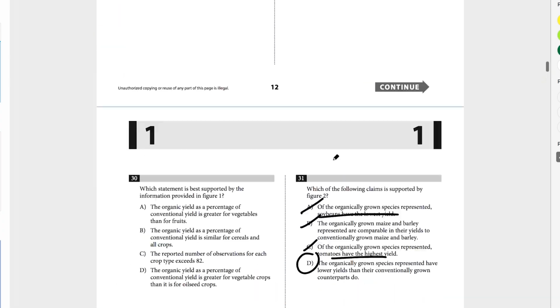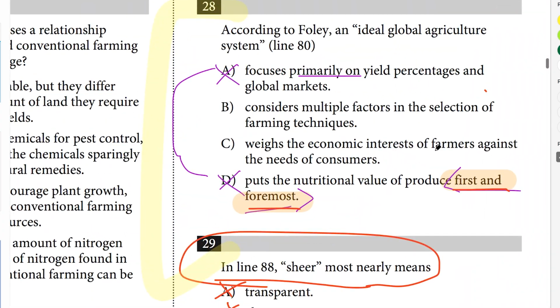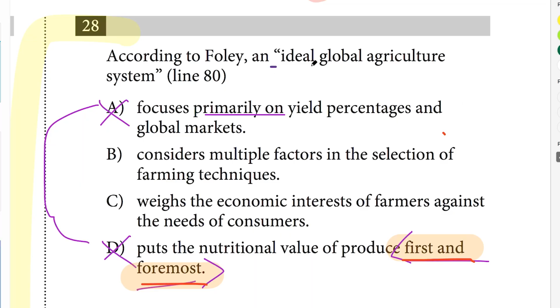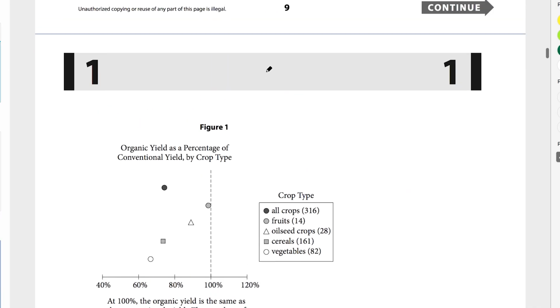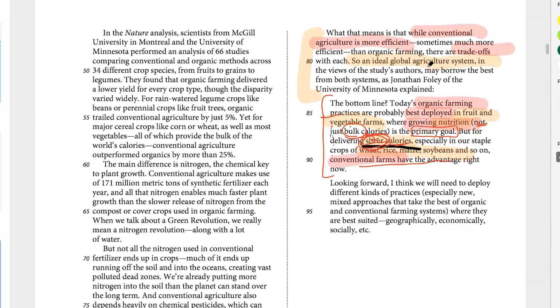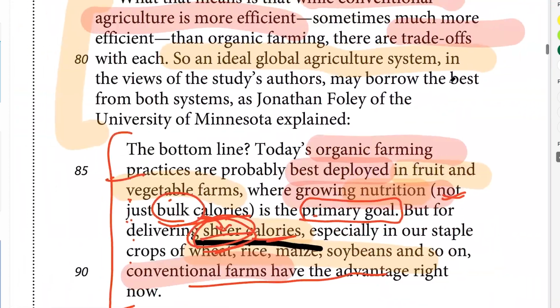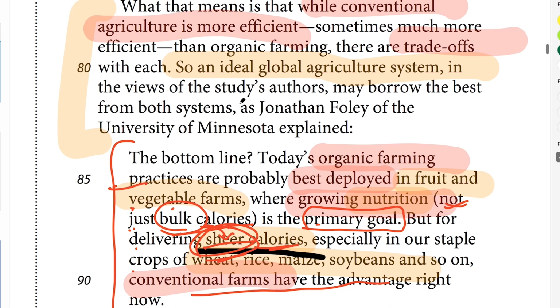So I'm going to look at one more here, which is question 28. According to Folly, an ideal global agriculture system, what? So I'm going to go back to line 80 and find the ideal global agriculture system. And here again is the mistake. The mistake is that sometimes people think, I'm just going to read line 80 and then I'm done. So an ideal global agriculture system, in the view of the study's authors, may borrow the best from both systems. So here's the deal. Do I know what both systems means? No. If I don't know what that means, I have not read enough. I need to read more, okay?